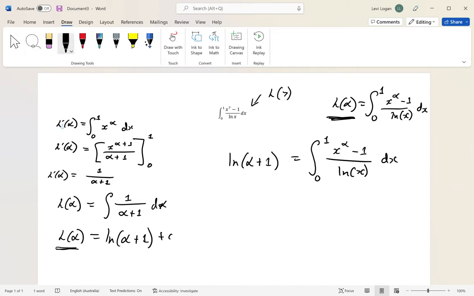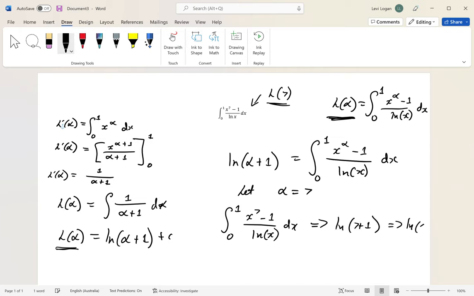Right, we're almost done. So this was L of alpha. The integral we wanted to solve was L of 7. So all you've got to do to finish this off now is let alpha equal 7. Hence the integral from 0 to 1 of x to the 7 minus 1 over log of x dx is equal to log of 7 plus 1, which is equal to log of 8.